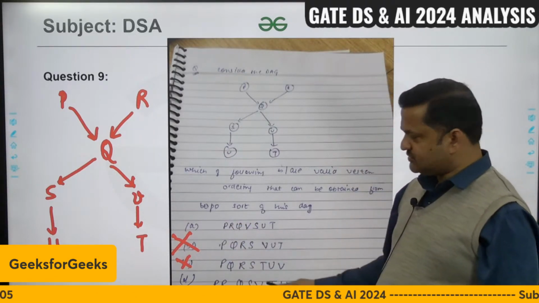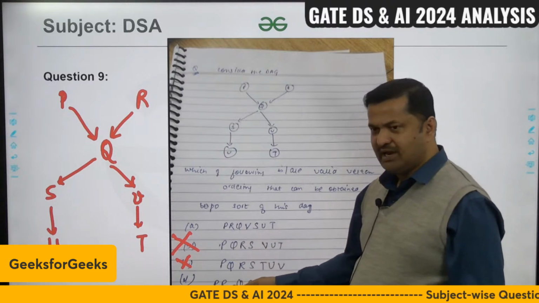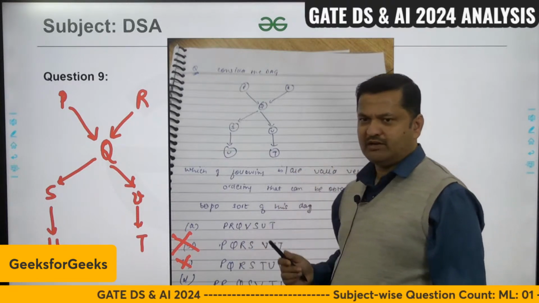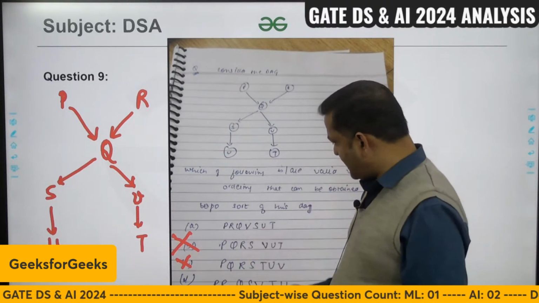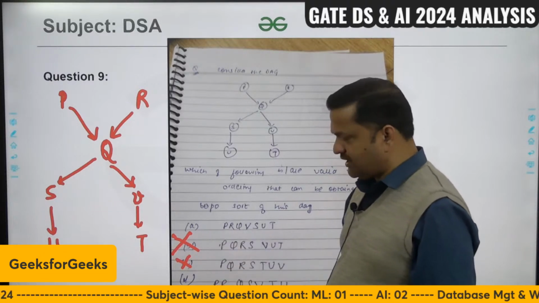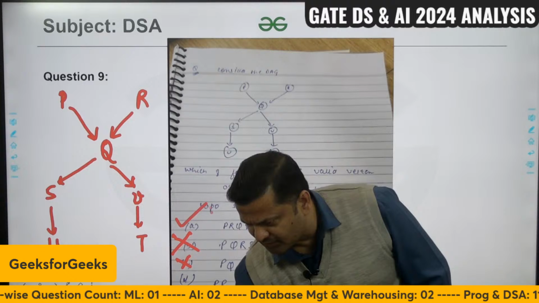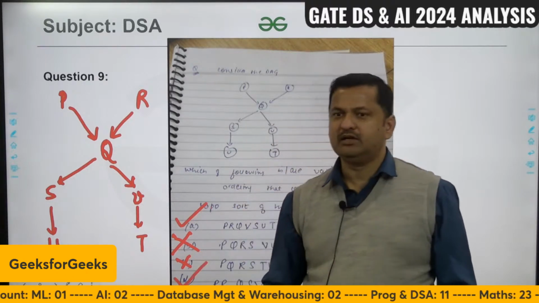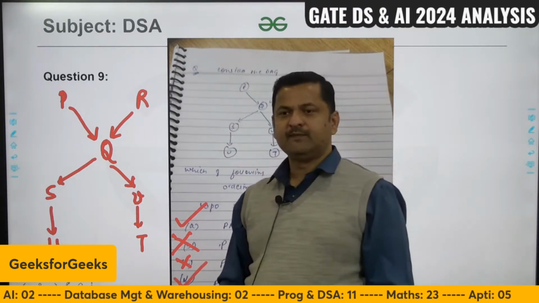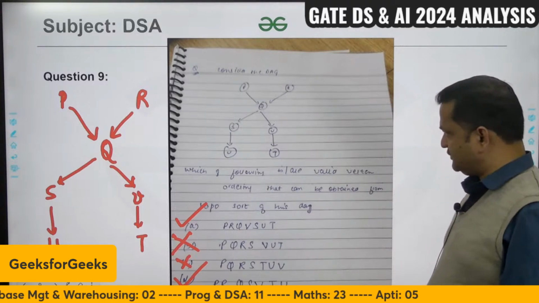Since both are starting with P and R, after that we can follow any particular order. So PR and PR in options A and D are the correct options. So for this particular question, there are two correct options, A and D. So this is a multiple correct option question, A and D.